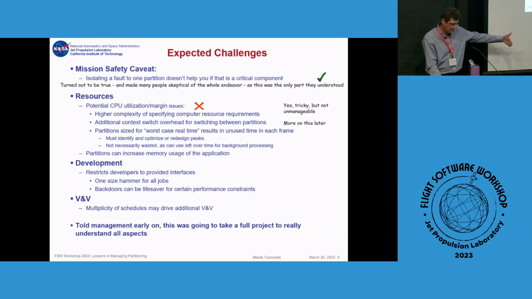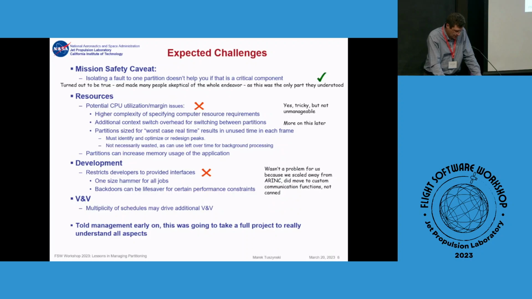Certainly memory usage was a big concern, but this mission came with 1 gigabyte, about 4x more memory than we had anywhere before, so that wasn't a big issue for us. But if you have memory constraints, that could be. Development: restricts development to provided interfaces. Again, this was with ARINC 653. It wasn't a big problem for us because we scaled back from ARINC and did move to custom functions, as I talked about, not canned by the RTOS. So that wasn't a big issue for us. It did come with work, it cost money, but we have them there if we need it. And there are some back doors that can be lifelines.